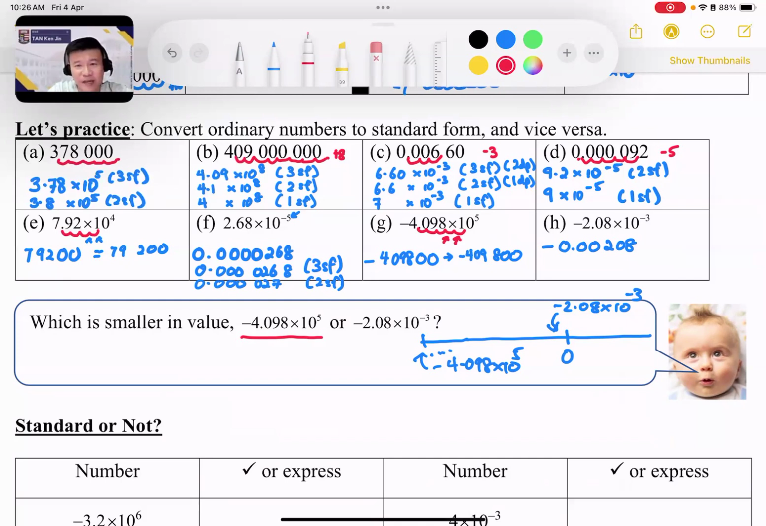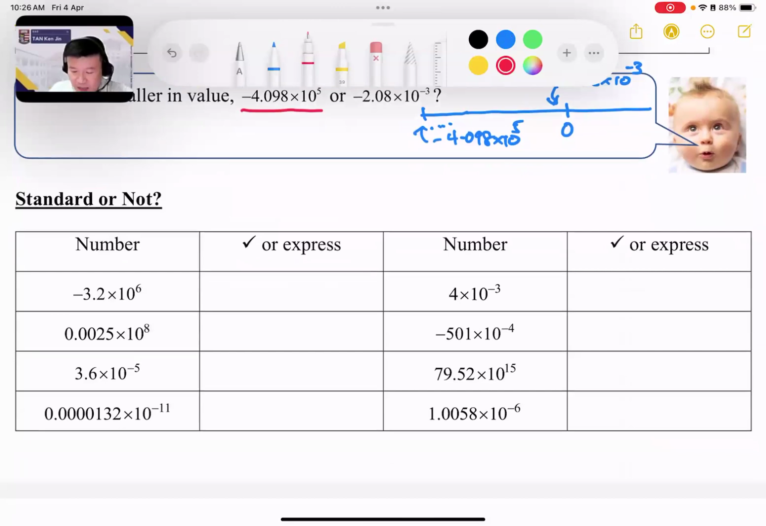All right, so the next part, you're just going to put a tick if you think it is in standard form, or if it is not in standard form, then express it properly as standard form. All right? Give it a shot first and then come back to the next video to check your answer.